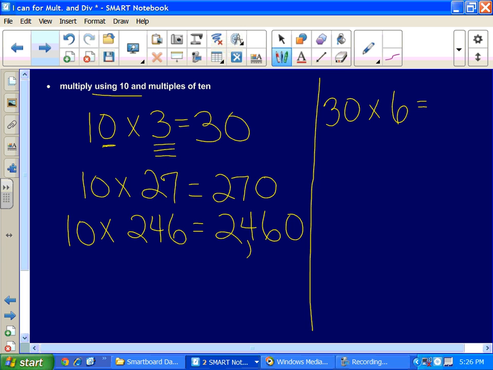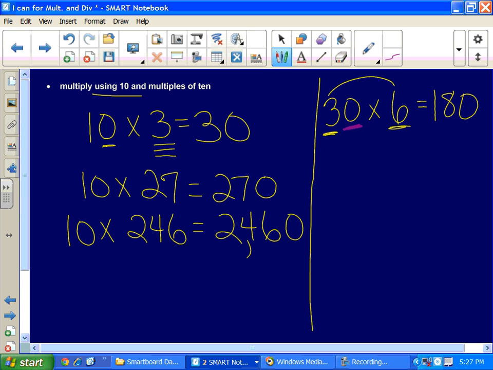I ignore the 0, multiply the digits that aren't 0. So in this case, 3 times 6 is 18, and count the number of zeros in all my factors. In this case, I only have 1 0 and none next to the 6, so I would put 1 0. So 6 times 30 is 180.